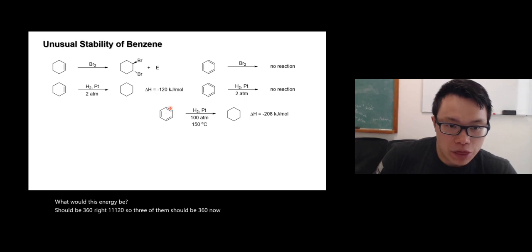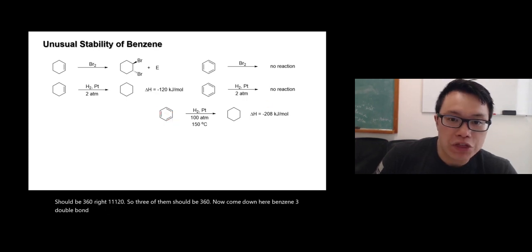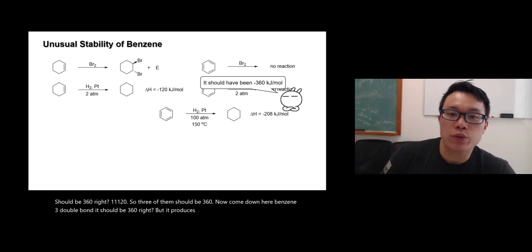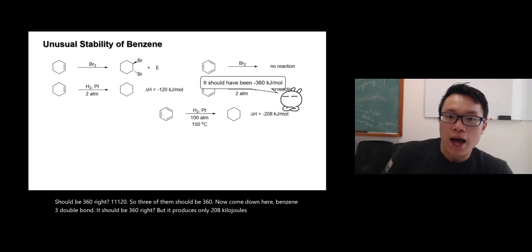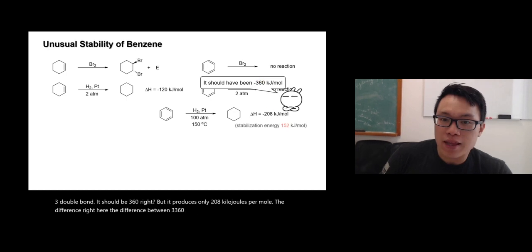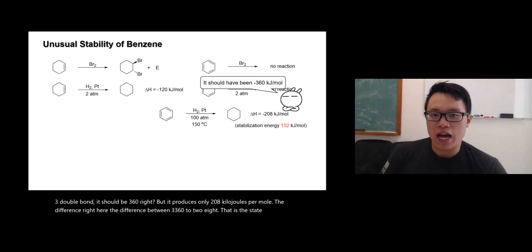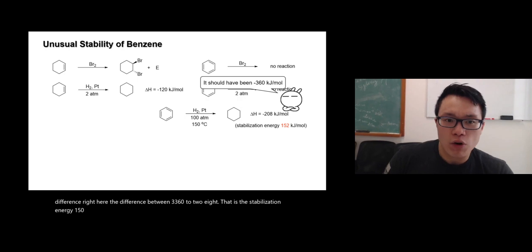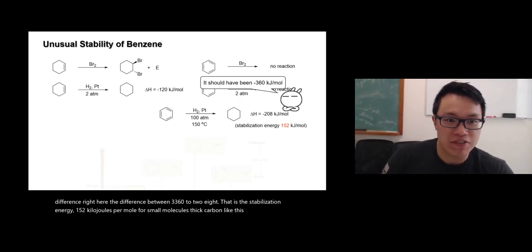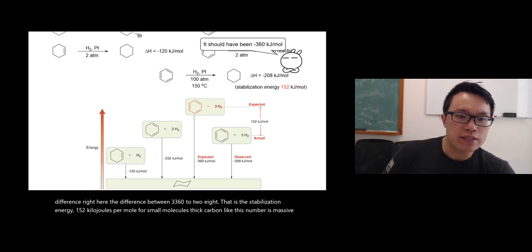Now come down here, benzene, 3 double bonds. It should be 360, right? But it produces only 208 kilojoules per mole. The difference right here, the difference between 360 and 208, that is the stabilization energy, 152 kilojoules per mole. For a small molecule, 6 carbons like this, the number is massive. Okay, all right, I'll show you the energy diagram.